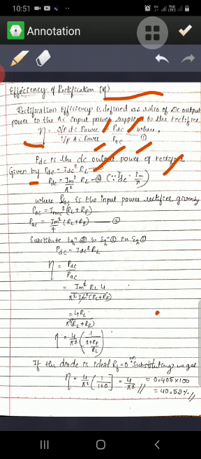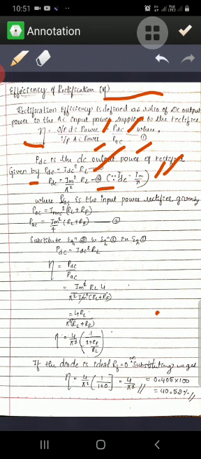But we know that IDC of a half-wave rectifier is Im by pi. Substituting here, Im square by pi square into RL. Let us take this as equation 1, and this is equation 2.